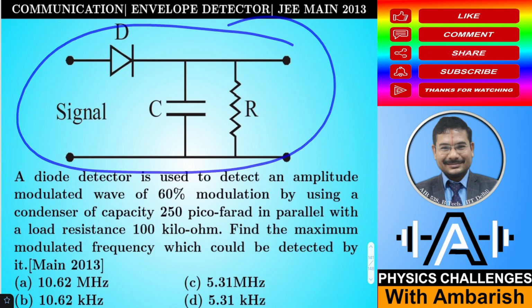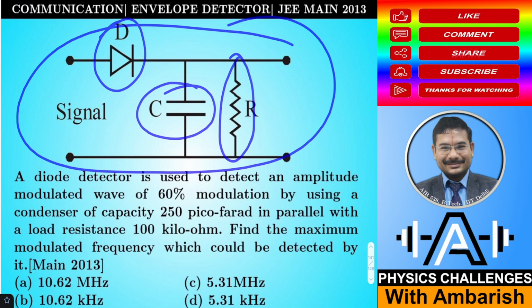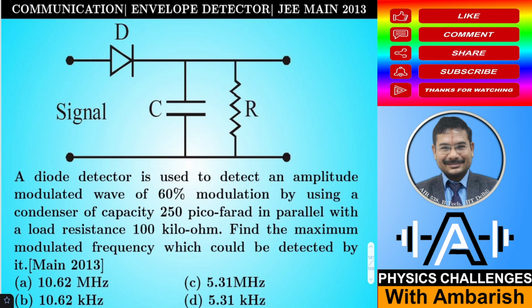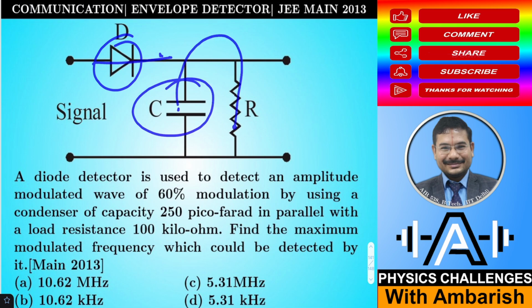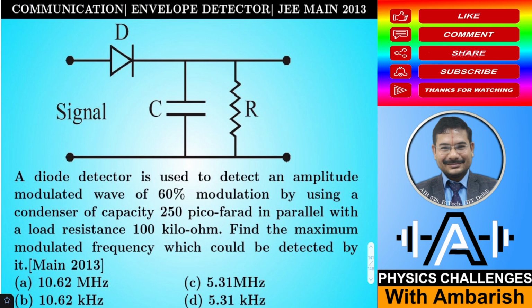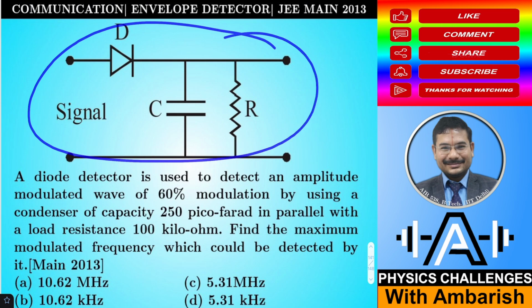So we have a diode over here, a capacitor over here, and a resistor over here. So how does the detector work? You might have seen the rectifier circuit from semiconductors. It is somewhat similar. When the diode is forward biased, the capacitor gets charged and then it gets discharged through the resistor, and how that leads to detection of the envelope we'll see shortly.